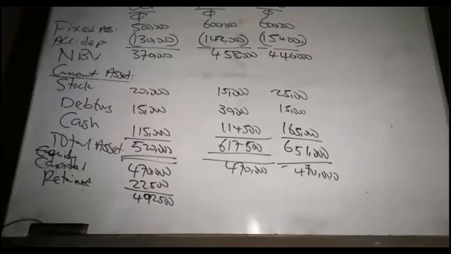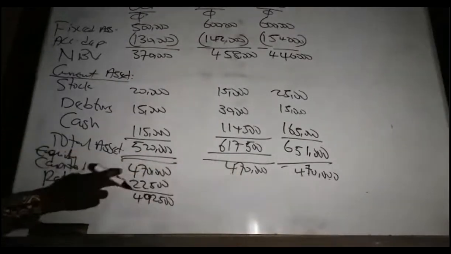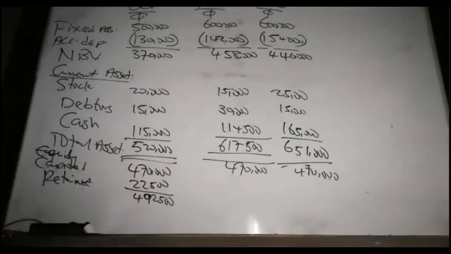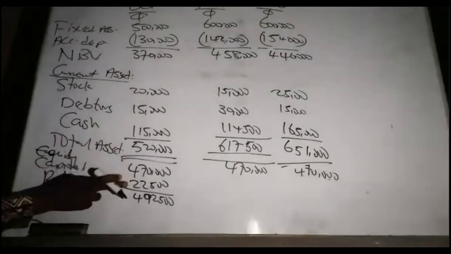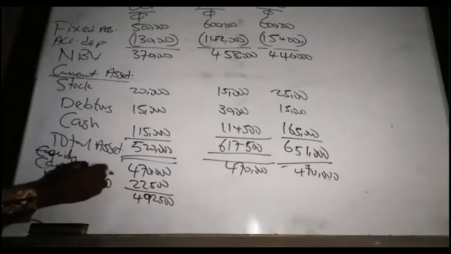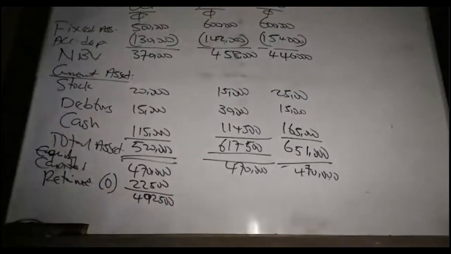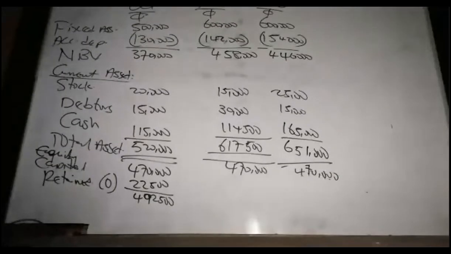To get the retained earnings for November, you add the profit made for November to it. The profit made for November was 22,500, and the profit for October was the same. The opening balance for the retained earnings was zero. So zero plus the profit made for the year gives us the 22,500.